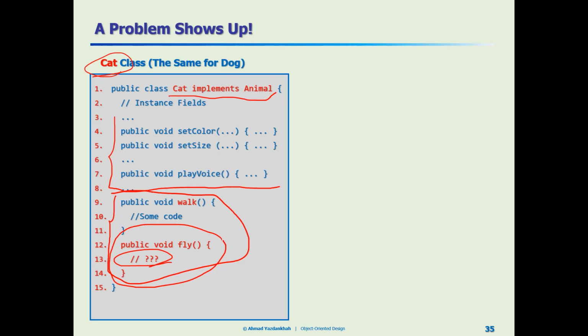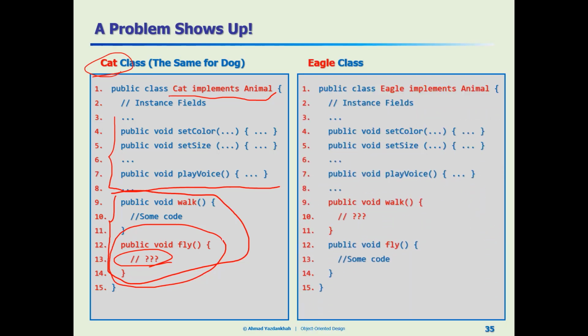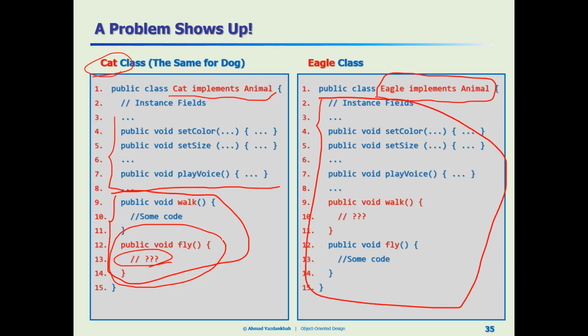And how about the dog? Dog is the same as cat. But how about the eagle? The eagle class, as usual, should implement the animal interface, and it should implement all five of those methods. For fly, it makes sense that the eagle flies, but for walk, exactly like fly for the cat, we should think about what to do with walk for the eagle.